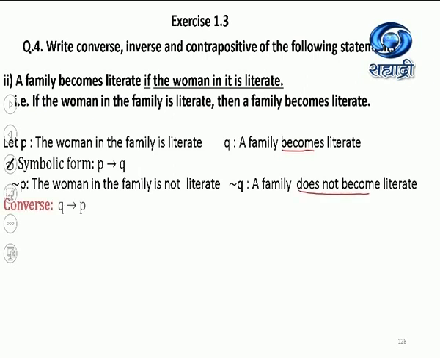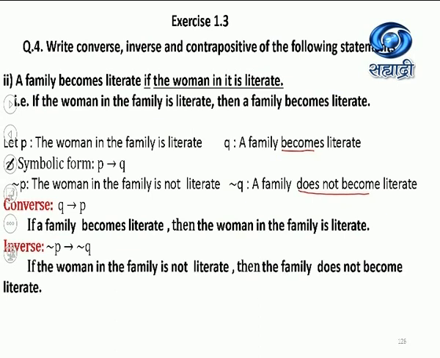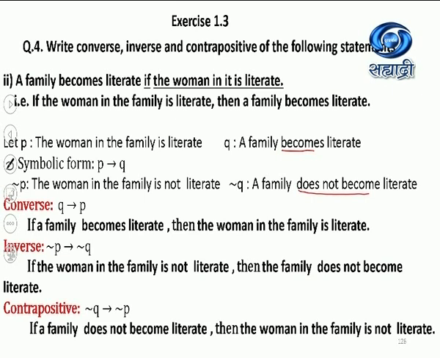Please note, converse is Q implies P. Pick up the correct statements from what we have written. So converse will be: if a family becomes literate, then the woman in the family is literate. Inverse, negation P implies negation Q: if the woman in the family is not literate, then the family does not become literate. And contrapositive is negation Q implies negation P, which is: if a family does not become literate, then the woman in the family is not literate.